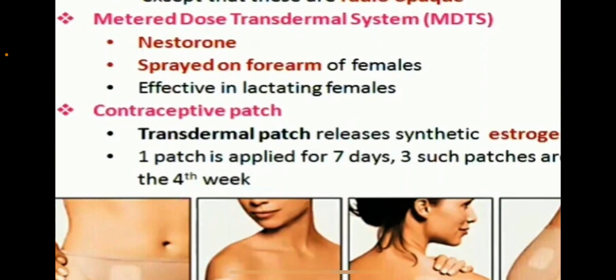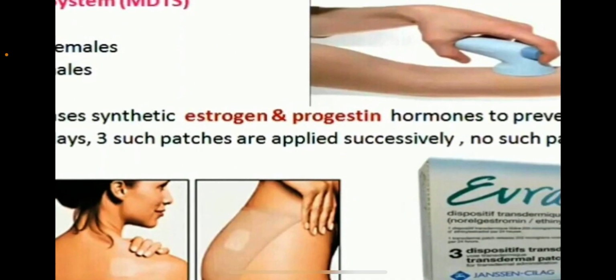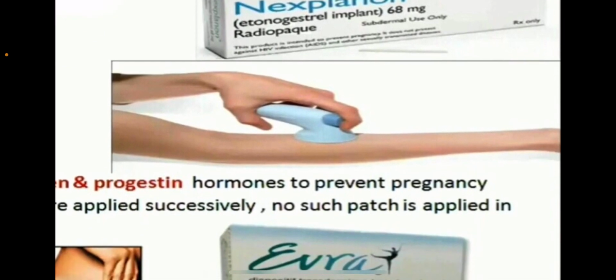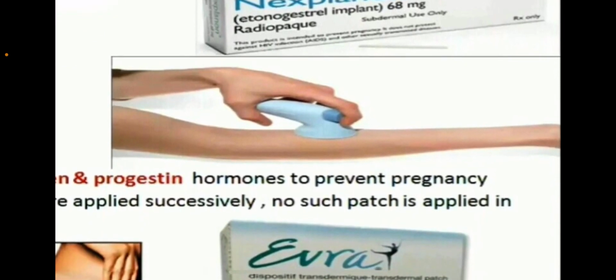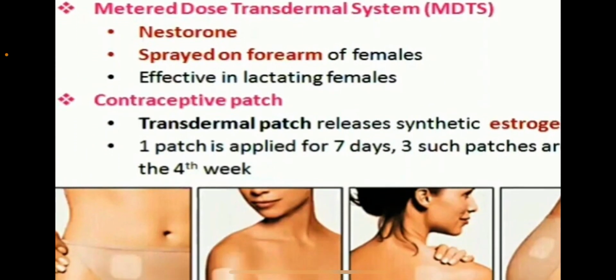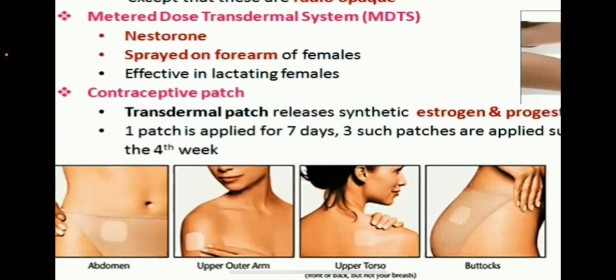Metered dose transdermal system. This is Nestorone sprayed on the forearm of females. It is effective in cases of lactating females. You can see here, it is a contraceptive that is just sprayed on the forearm of women. It does not alter the constituents or the volume of the lactation or the milk. So we see that it is used in cases of lactating females.